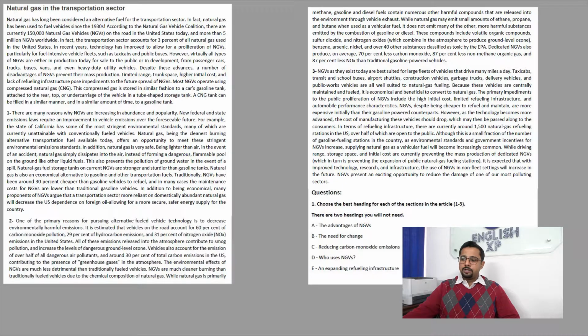Then what we do is we go down and look at the headings again. Another thing we want to keep in mind for this type of question is that you can only select one heading for one time. एक heading आपने select कर ली तो आपने cross out कर लेनी है ताकि आपकी list कम हो जाए and for the remaining paragraphs it becomes easier for you to select a heading. Okay, so now we look at the headings. So आपके ख्याल से अब इसमें हम देखते हैं the advantages of NGVs, the need for change, reducing carbon monoxide emissions, who uses NGVs, and an expanding refueling infrastructure.